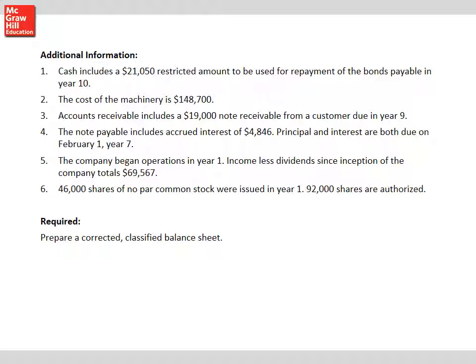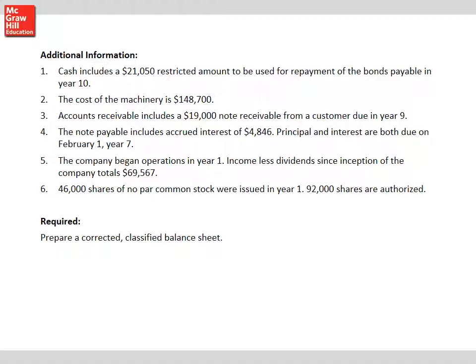Cash includes a $21,050 restricted amount to be used for the repayment of bonds payable in 10 years. The cost of the machinery is $148,700. Accounts receivable includes a $19,000 note from a customer due in year 9. The notes payable includes accrued interest of $48.46. Principal and interest are both due next year on February 1st. We're now in year 6, so they're talking next year.